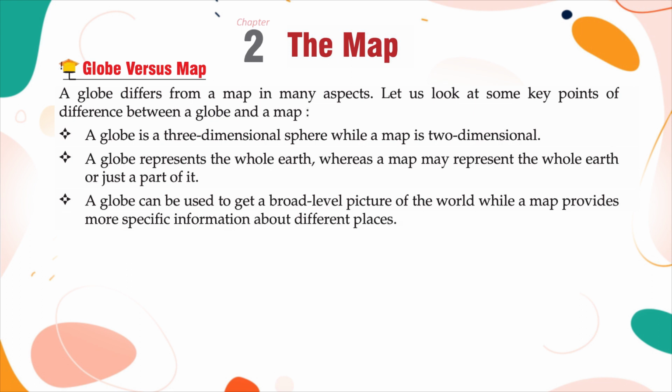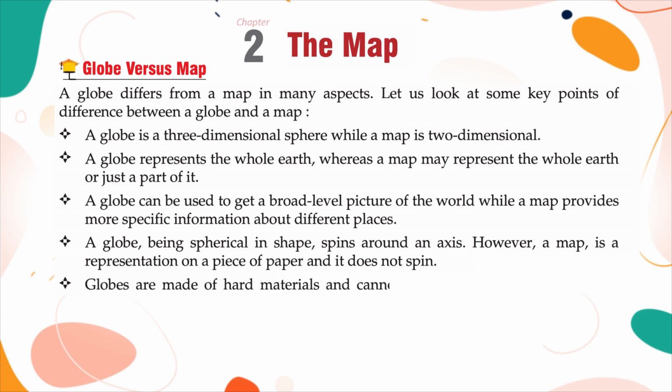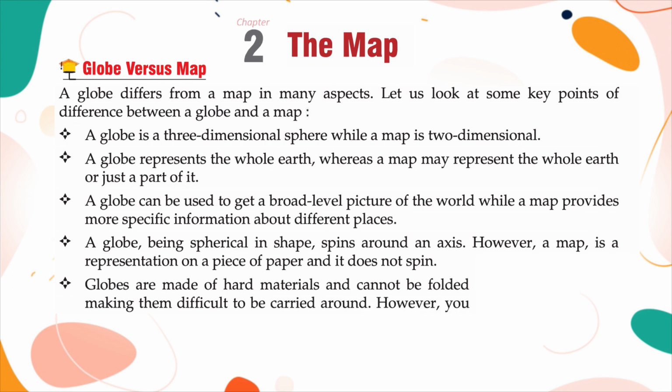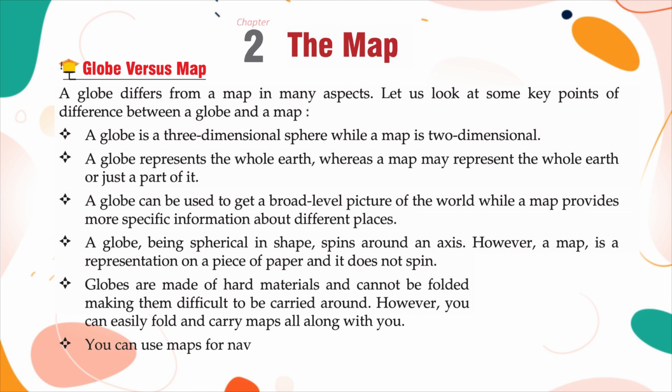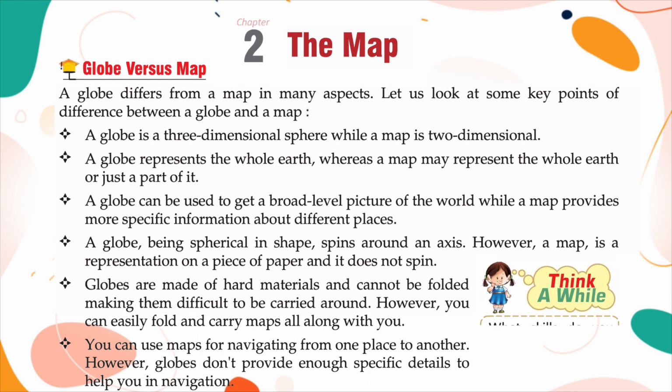A globe, being spherical in shape, spins around an axis. However, a map is a representation on a piece of paper and it does not spin. Globes are made of hard materials and cannot be folded, making them difficult to carry around. However, you can easily fold and carry maps along with you. You can use maps for navigating from one place to another. However, globes don't provide enough specific details to help you in navigation. Think a while. What skills do you think are needed to draw a correct map?